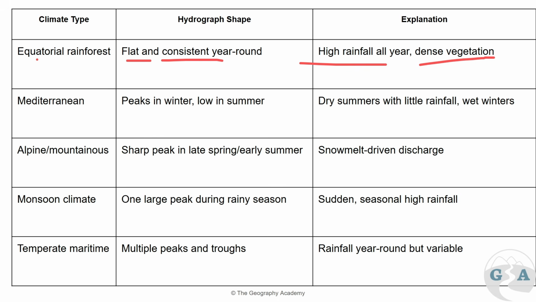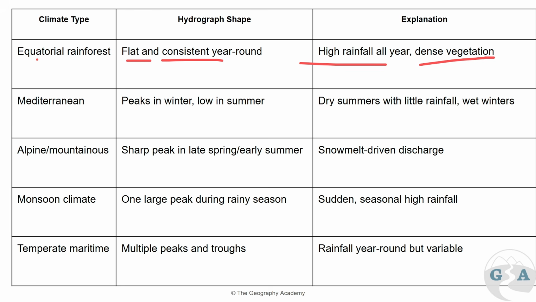This is because there's a lot of dry seasons in the summer with little precipitation, whereas the winters then can be quite wet and continuous with snow and rain. Alpine mountains, we just kind of looked at one there, sharp peak in late spring, early summer, and snowmelt driven discharge. Monsoon climates is one peak season, and it can be sudden, but it can also be prepared for.